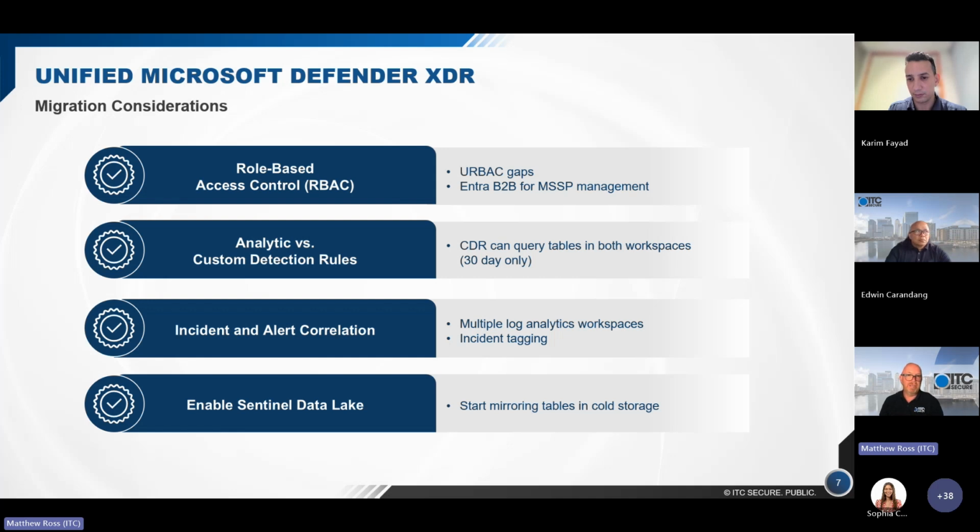That incident name may be changed when correlation is applied. So again, be mindful that if you've got any automation rules, logic apps, or other automation that's relying on the incident title, you might want to look at using the analytic rule name or the custom detection rule name instead.